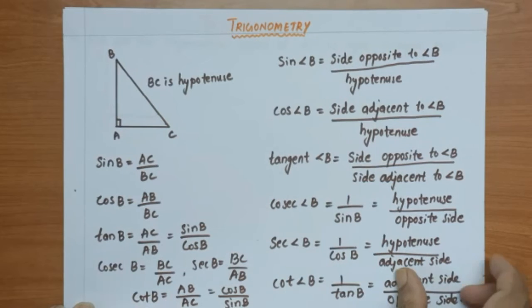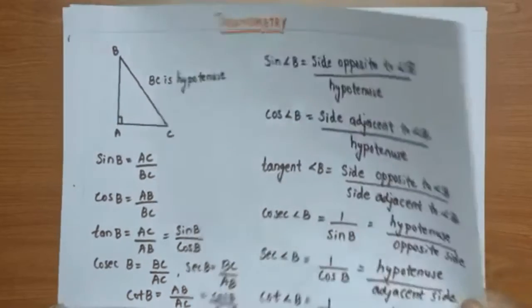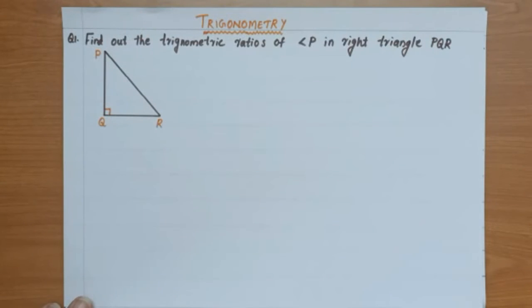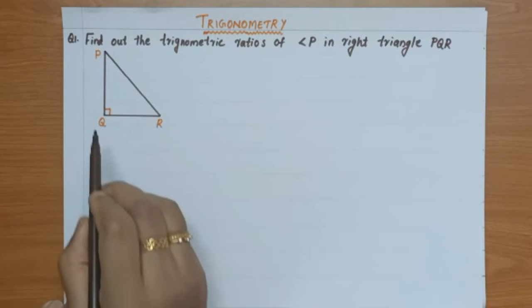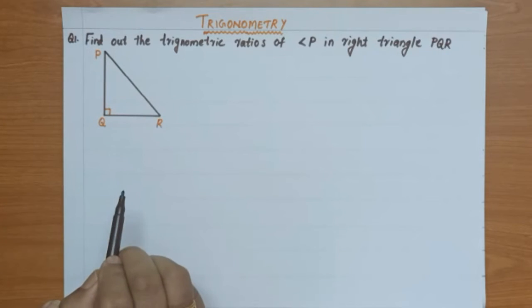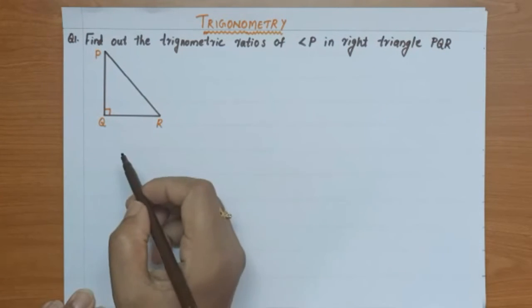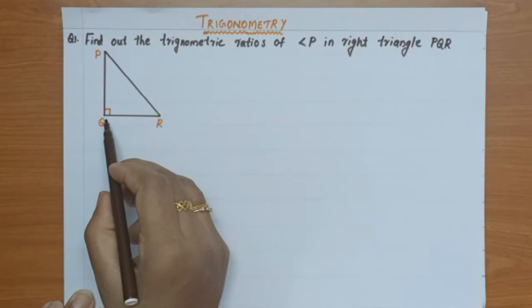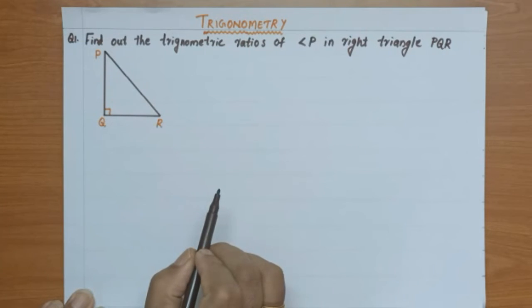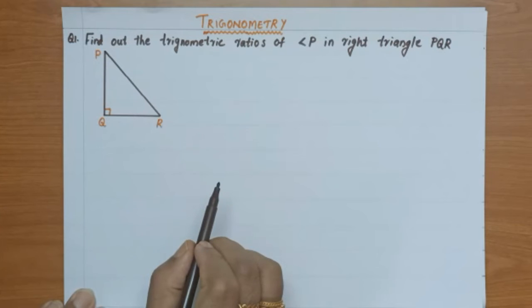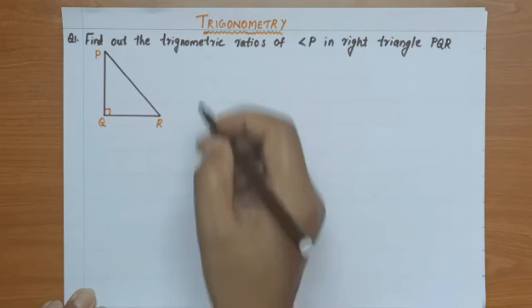Now we have the question number 1. Find out the trigonometric ratios of angle P in right triangle PQR. Here we have the right triangle PQR and it is right angled at Q. So P and R are acute angles. So we have to find out the trigonometric ratios of angle P.